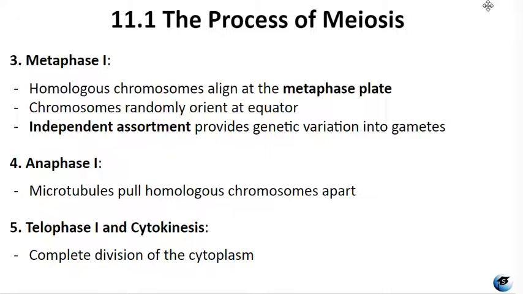I'll show you this in some more detail in just a moment, but I did want to briefly discuss the last two steps of meiosis 1, which are anaphase 1 and telophase 1. In anaphase 1, microtubules pull the homologous chromosomes apart, and then in telophase 1 and cytokinesis, this is going to complete the division of the cytoplasm.